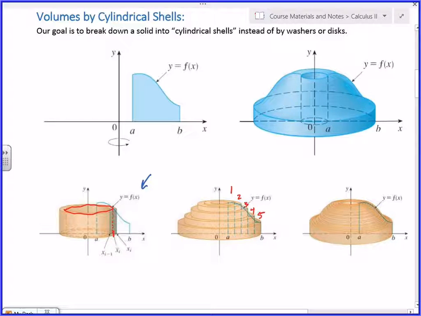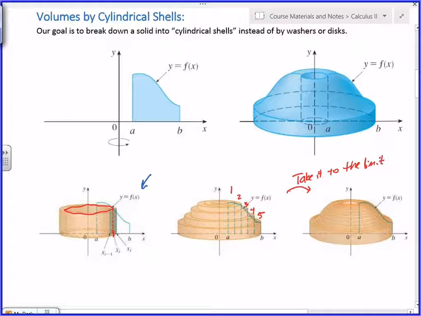which should be a pretty easy formula to come up with, because the volume of a cylinder we know, and so the volume of a shell would be the outer cylinder minus the inner cylinder, right? So you add those all up, and then, of course, like we do in calculus over and over again, we take it to the limit.